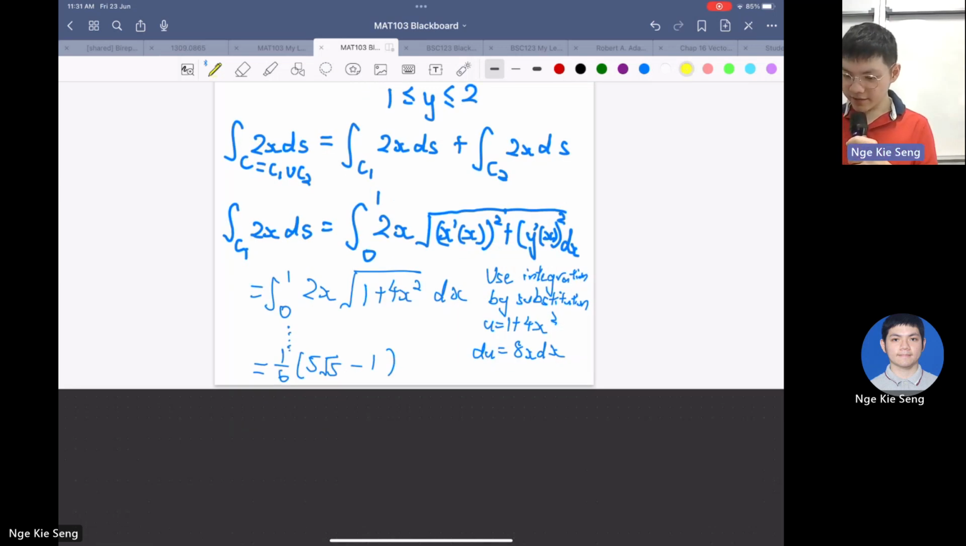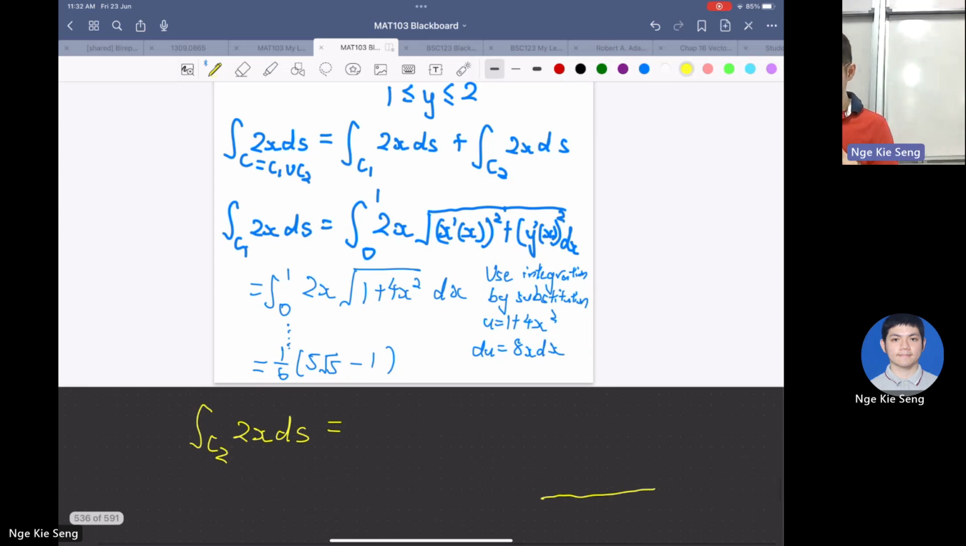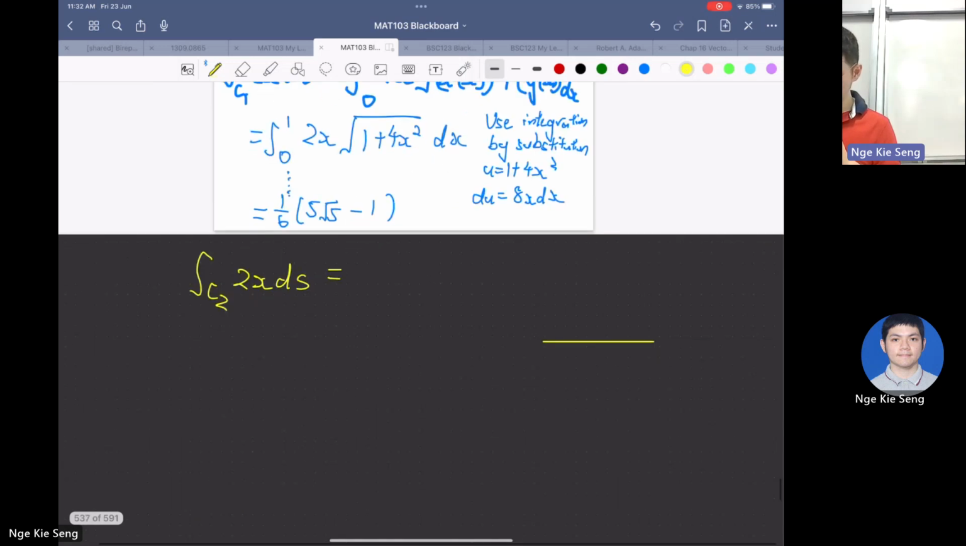Okay, how about the second line? How about this line here? C2 is a horizontal or vertical line? Okay, it's a vertical line. What's the weight on this vertical line? This is a line from where to where? (1,1) to (1,2). Let's move it downward so that I can draw another dimension. (1,1) and (1,2). Okay, so this is the vertical line.